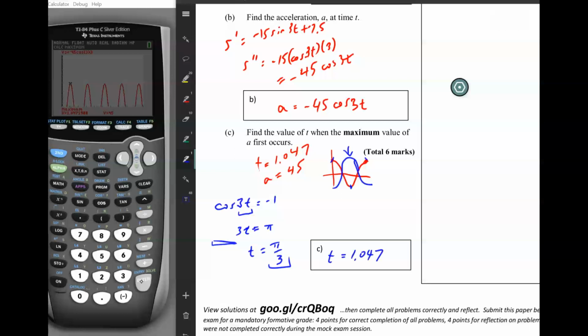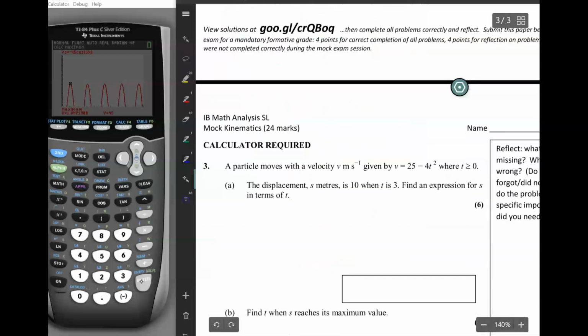Okay? If you were going to do it without the calculator, then you would go through that process of saying, okay, the cosine function looks like this. The cosine function flipped over, it looks like this. What's the value of 3t which makes the cosine function minimum? It's pi, etc. Okay? All right. Let's go to the last problem.